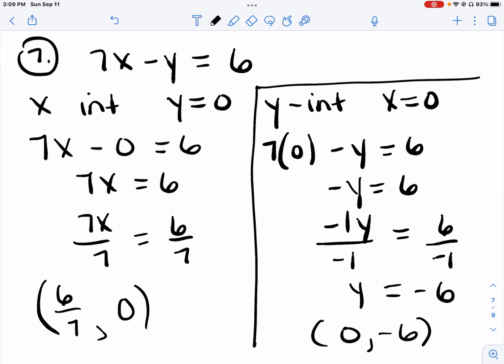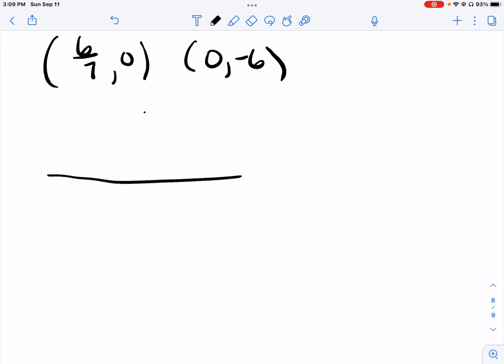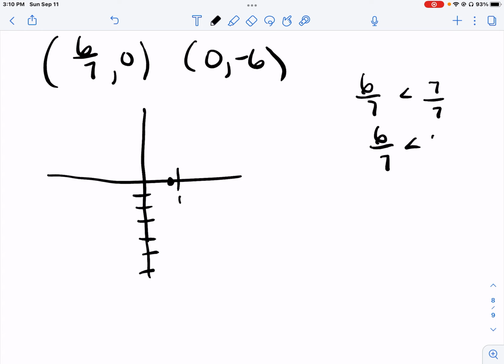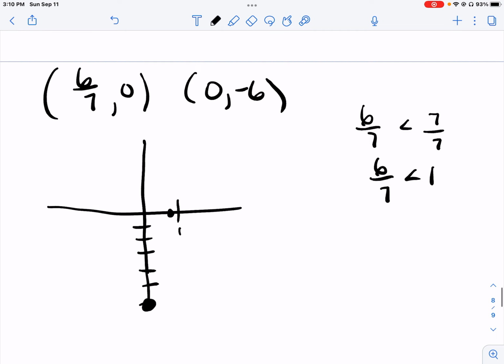Okay, now graph those 2 points, 6 over 7, 0, and 0, -6. Make sure that's right. Yes. Okay. 6 over 7, 0 means over 6 over 7 and up 0. Okay, 6 over 7 is a little less than 7 over 7, which is 1, so that's a little less than 1. 0, -6 means over 0 and down 6. Okay, so those are your points.